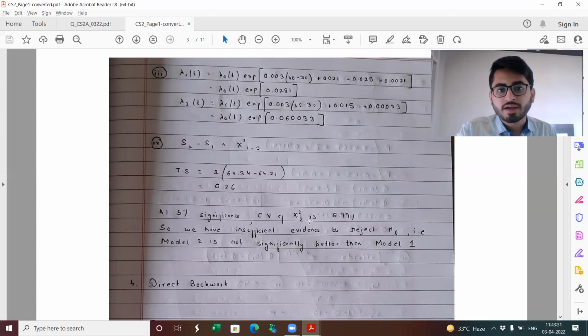The critical value of chi-square 2. Now remember that the second model has two additional parameters. So my chi-square will be basically 1 minus 2, meaning number of parameters in model 1 minus number of parameters in model 2. My model 1, I would say, has more number of parameters. That is the way it has been adjusted over here. So this is 5.991. Therefore, we have insufficient evidence to reject H naught. So we can conclude that model 2 is not significantly statistically better than model 1.